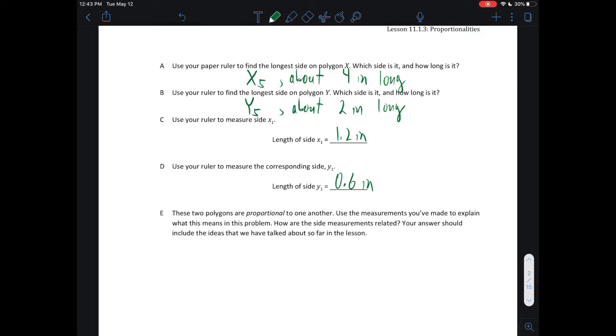How about side x1 and y1? Are they equal to each other? No. x1 is 1.2 inches long and y1 is 0.6 inches long. But do you start to see a relationship? Maybe think about, how are the numbers 4 and 2 related? And is there a similar relationship between the numbers 1.2 and 0.6?